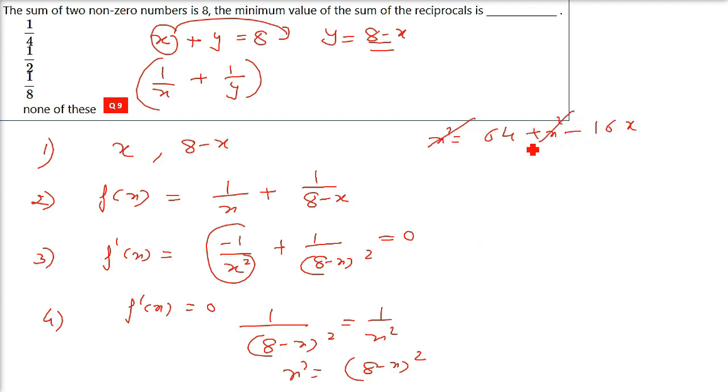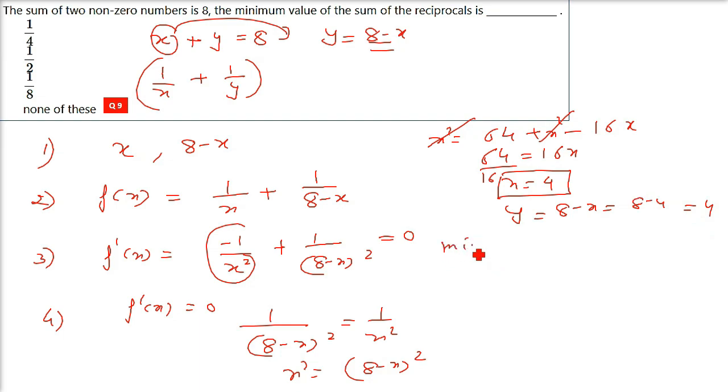So this is x square equals 64 plus x square minus 2 into 8 into x, 16x. So this x square gets cancelled. 64 is equal to 16x. X will be equal to 64 by 16. 16 4s are 64. X is equal to 4. And what is y? Y is equal to 8 minus x. This is already established in the question, in the first part, if you see. So y is equal to 8 minus x. It will be 8 minus 4. That is going to be 4.